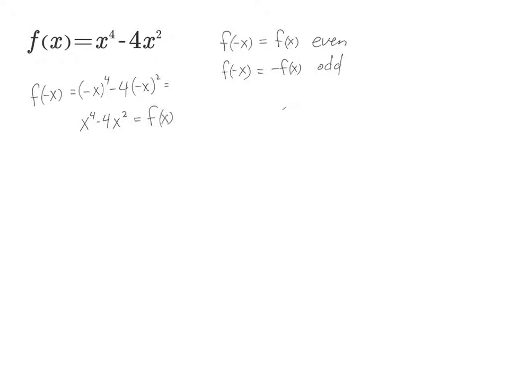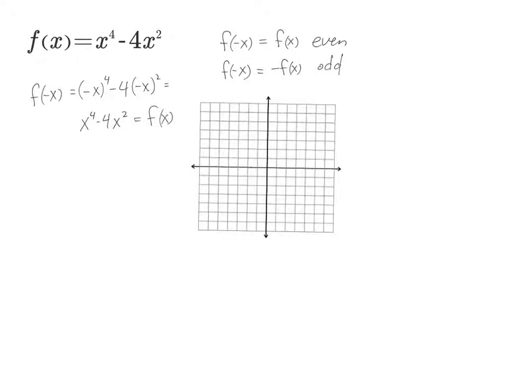Now I need to graph it. I don't know what this graph is going to look like. I haven't used it as a parent function. So what I'm going to do is just plot a bunch of points. I'm going to have x's here and my f of x here. I'm going to plug in 0, 1, and 2. The reason I'm not doing negatives is because I know that whatever happens over here, it's going to be exactly symmetrical over here because I know it's even.